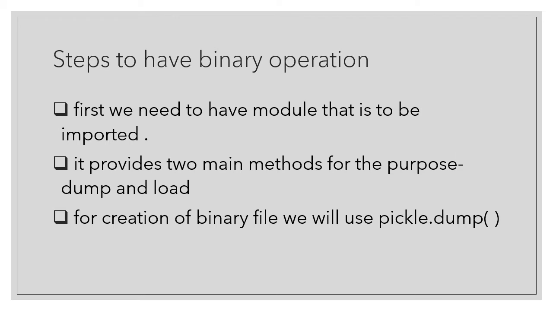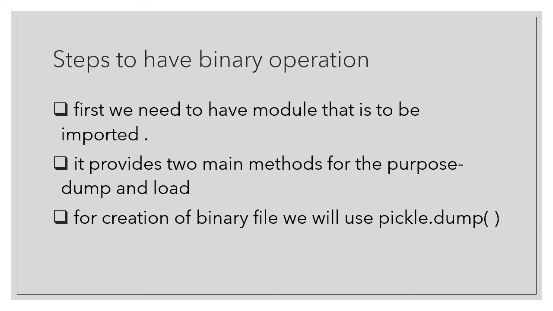Steps to have binary operation. What we have to do in the binary? First we need to have a module that is to be imported. In C, C++ and Java, we have to use some header files. For example, if I want to have max calculation, I need to use max.h, those kinds of header files in the particular program where I'm going to process or calculate. Like that, here we have to include some module from the Python library.